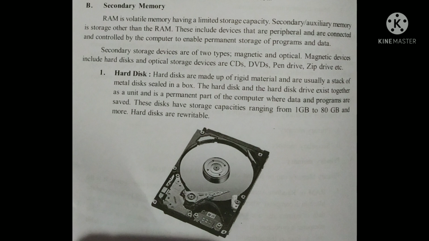And that one you can discuss. The first one is the hard disk. Hard disks are made up of rigid material and are usually a stack of metal disks sealed in a box. The hard disk and the hard disk drive exist together as a unit and are a permanent part of a computer where data and programs are saved. The disks have storage capacities ranging from 1 GB to 80 GB and more. Hard disks are rewritable.